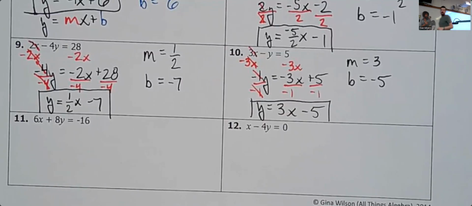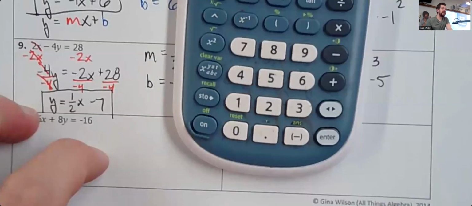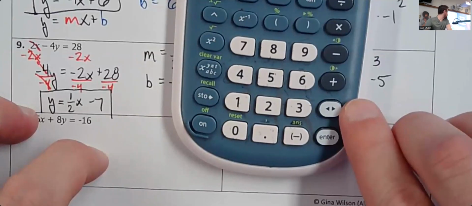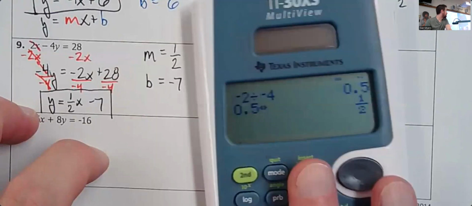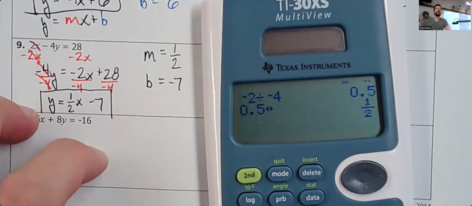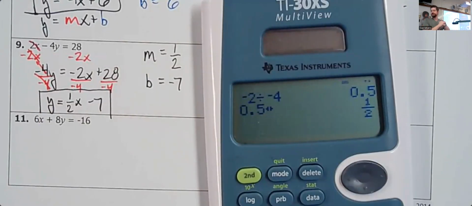And a reminder on the calculators, if you divide on your calculator and you get a decimal, just push the button above enter, the little left-right arrow button above enter, and that'll turn it into a fraction. We definitely want the slopes as fractions.